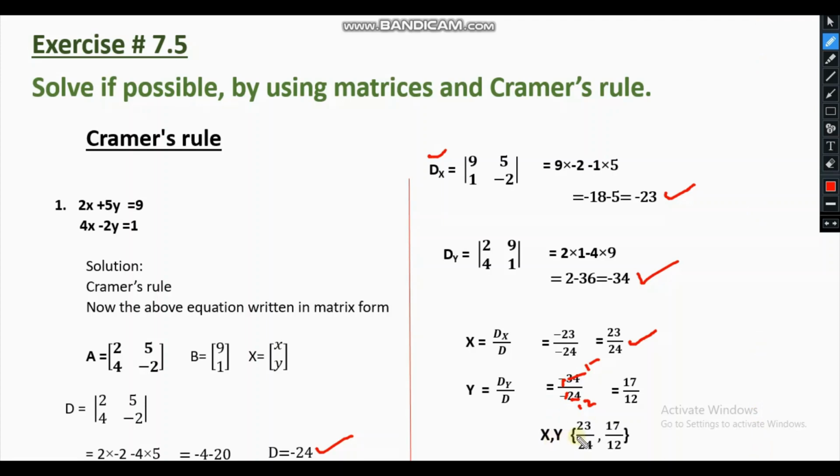Okay, the value of x is 23 over 24 and y is 17 over 12. Now both methods give the same values. When you apply the matrices method and when you apply Cramer's rule, you will find the same values, but the methods are somewhat different. The determinant rules of both methods are the same, and the values will also be the same.